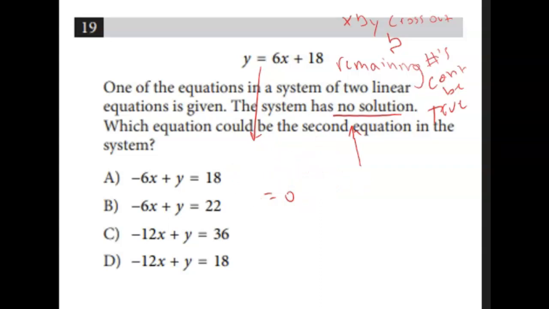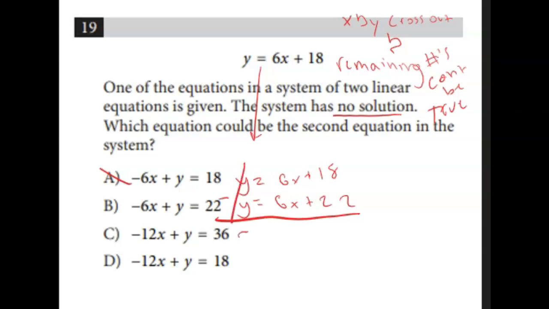Let's erase this, give me some room. So let's move on to B. Let's isolate the y. We're going to get y equals 6x plus 22. And we're going to throw this over top: y equals 6x plus 18. And we're going to subtract them. So the y's cross out. The x's cross out. But we get 18 minus 22.